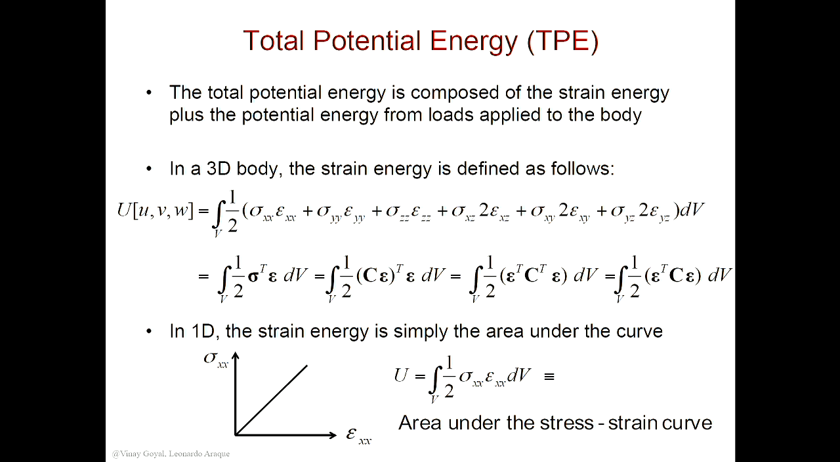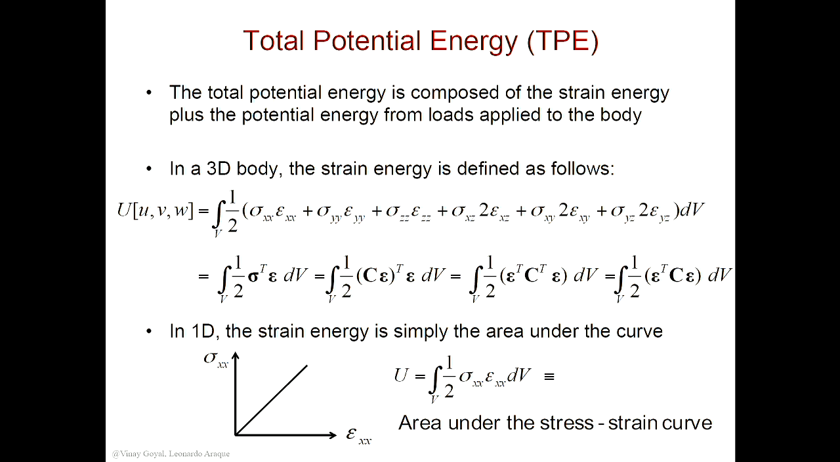I cannot go too deep into the derivation of where this comes from, but all I can tell you is that in the one-dimensional case, if I have the stress-strain curve, and I ask what is the strain energy per unit volume in the body, you will say, okay, it's the area under the curve. Well, that's 1/2 sigma xx times epsilon xx. And so if I integrate that over the volume, I get the total strain energy, for example, in a 1D elastic bar.